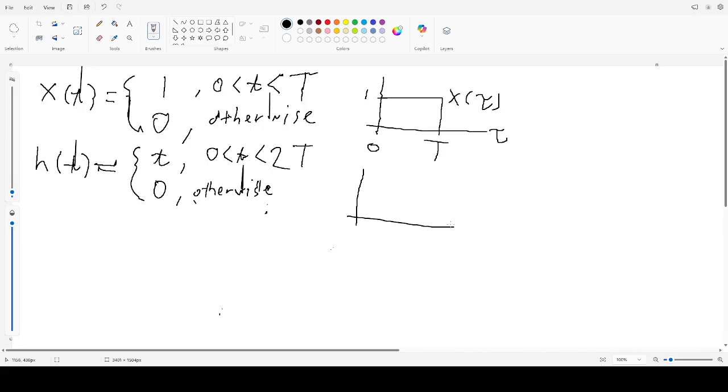So h of t is t. I won't just draw h. I'll do h of t minus tau right out. So h of t is a line going this way, which means when I do t minus tau, it'll be a line going this way. So we've actually got a few cases.